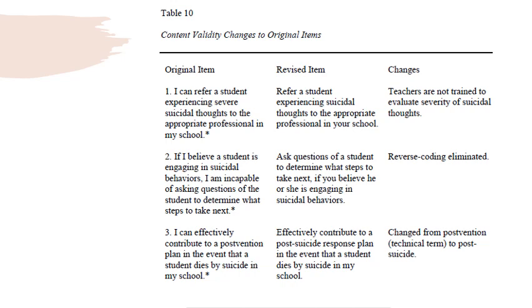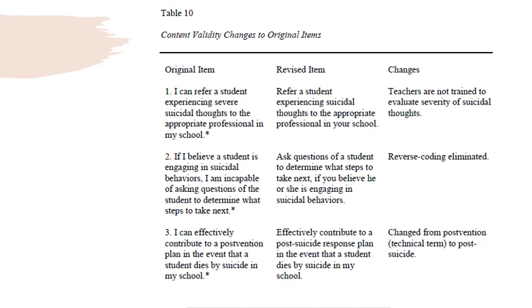So you'll see in item 2, I did eliminate that reverse coding. In the first item I said, "If I believe a student is engaging in suicidal behaviors, I am incapable of asking questions of the student to determine what steps to take next." So instead I changed that to "ask questions of a student to determine what steps to take next if you believe he or she is engaging in suicidal behaviors." So when you look at the new item, what I did was take away "incapable," which is a negative word. People in general have a really hard time understanding negative wording. So this probably was a better option, to change it into a positively phrased word.